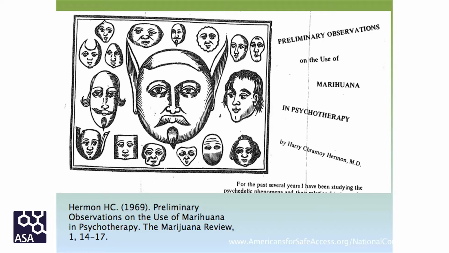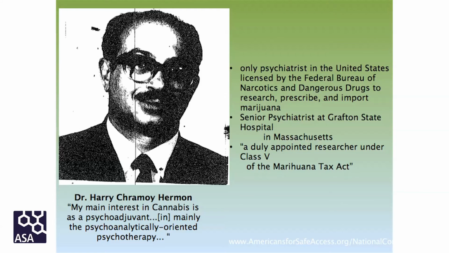Between 1937 and 1970, when the Controlled Substances Act passed, there were actually researchers like this gentleman. This is kind of a goofy artwork from a marijuana review piece, but this was the psychiatrist, Dr. Herman. He was a duly appointed researcher under Class 5 of the Marijuana Tax Act, which means that he was able to prescribe marijuana for use in his psychiatric practice.